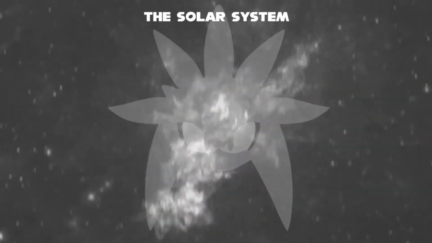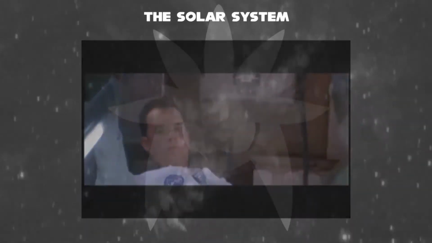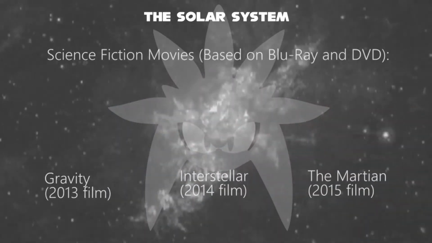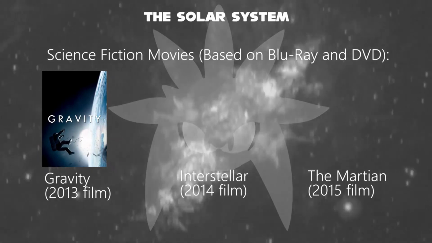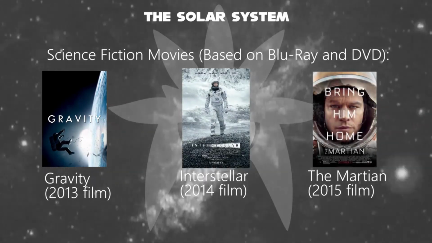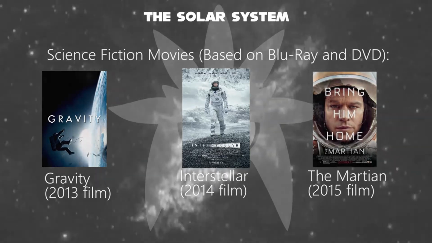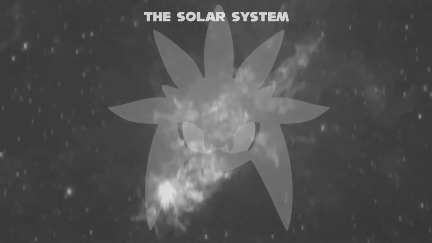Astronauts find everything going according to plan after leaving Earth's orbit. However, when an oxygen tank explodes, the scheduled moon landing is called off. Other related movies show science fiction, like the 2013 film Gravity, the 2014 film Interstellar, and the 2015 film The Martian. So, that is how we've learned about the solar system.